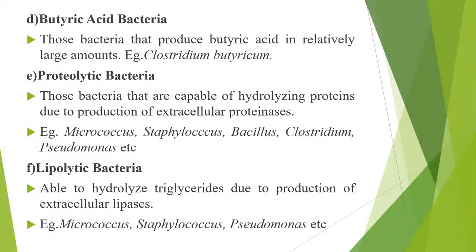Next group is the proteolytic bacteria, and these are the group of bacteria that are capable of hydrolyzing proteins due to the production of some extracellular proteinases. So the proteolytic bacteria have the ability to hydrolyze the proteins present in the food items, and it is mainly due to the production of some extracellular proteinases by these bacteria. Examples are Micrococcus, Staphylococcus, Bacillus, Clostridium, Pseudomonas, etc.